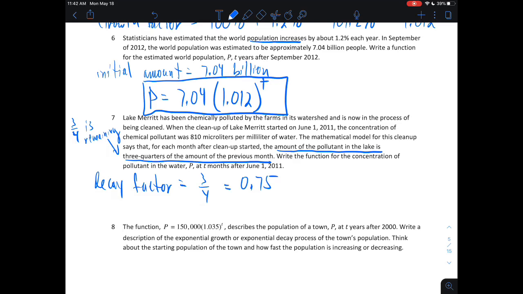So our exponential function has a decay factor of 0.75, and our initial amount was the 810 microliters. So the function for the concentration of the pollutant in the water, using capital P, is 810 as the initial amount times the decay factor 0.75 raised to the t power.